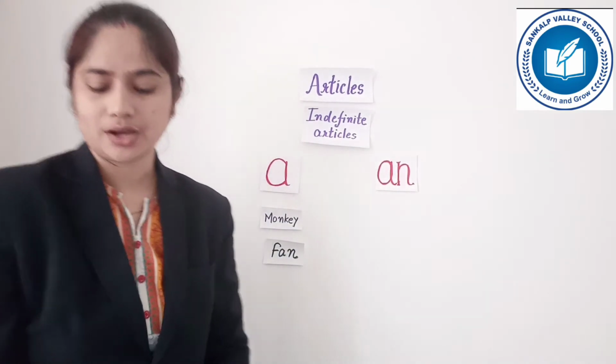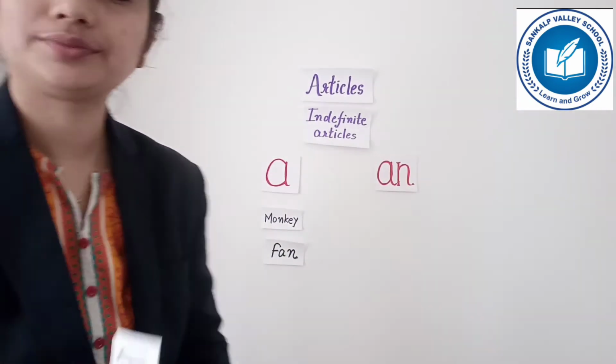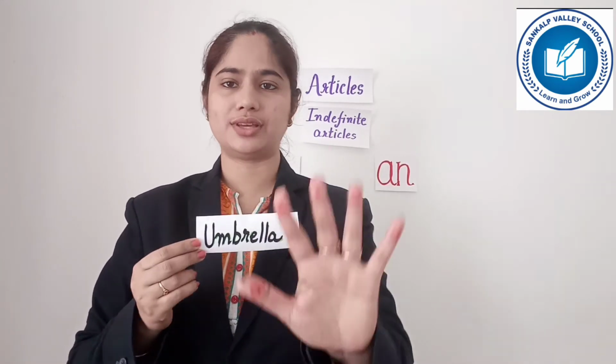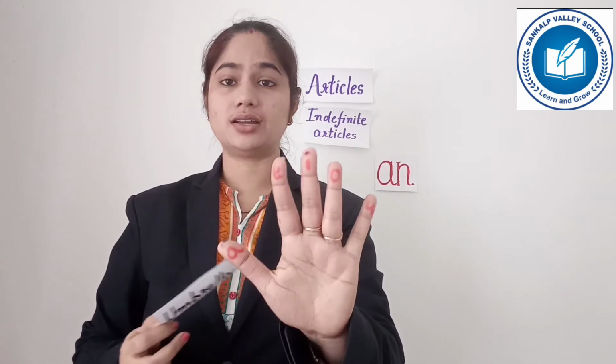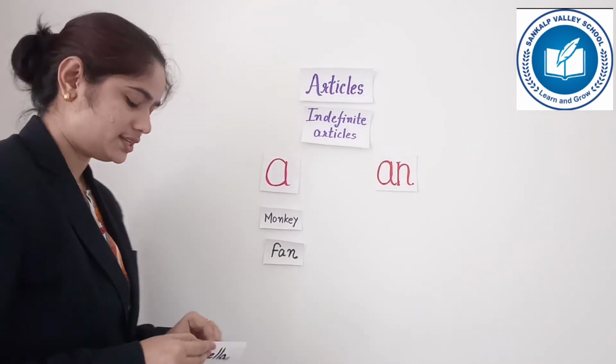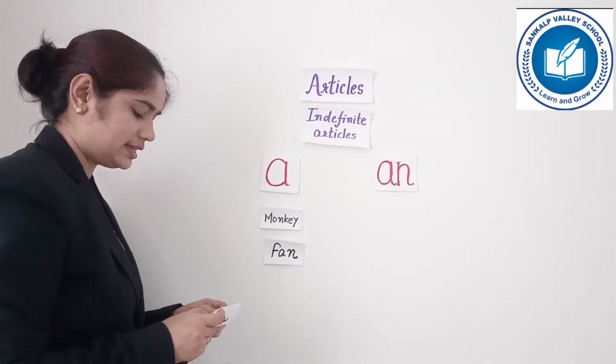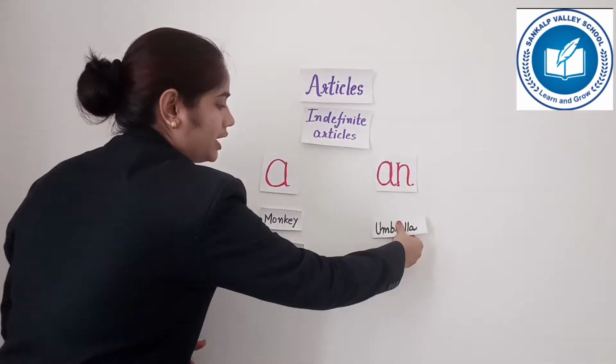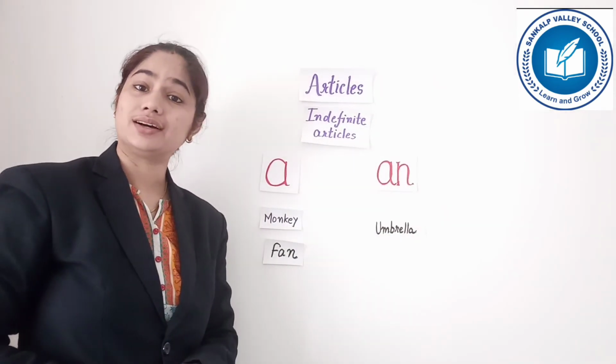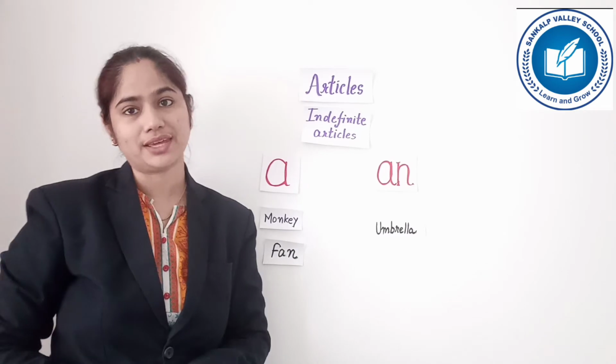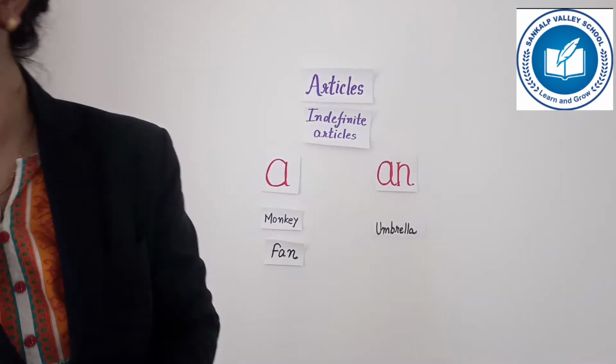Now next one is umbrella. So what is the opening sound? Uh, umbrella. Is it among the vowel sounds? Yes. So we will place it under an. We say an umbrella.